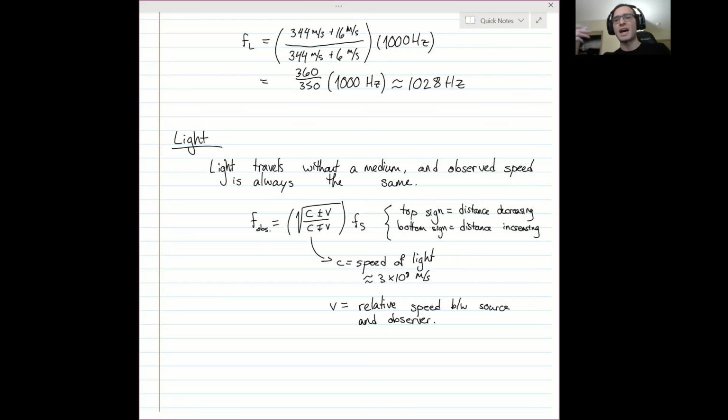And so the same effect happens if the objects are getting closer together. You will observe a higher frequency of light. If the objects are getting further apart, you will observe a lower frequency of light. And just so you guys know, and we'll talk about this next week, I think, the frequency of light has to do with its color, effectively. Red is a lower frequency of light, blue is a higher frequency of light. So just as we hear frequency of sound as pitches, we see frequency of light as colors.